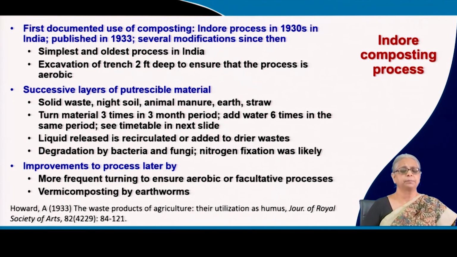I'm going to start with the pit composting method. That is the oldest one that has been documented. It's also called the indoor composting process. The first publication came out in 1933. It was an Indo-British collaborative venture in Pusa in Bihar. And this is, like I said, the first documented use of composting. There have been any number of modifications to this process since this publication, but it seems like this formula has been more successful than most of the other modifications.